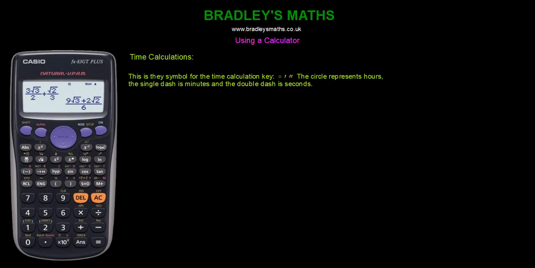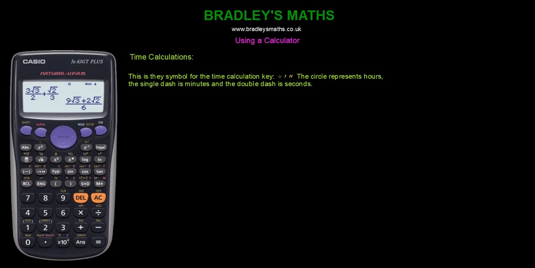And you can find it on your keyboard around about here. There it is. That's the one. That's the time calculation key. And this here changes time to decimals and decimals into time. So that's the time calculation key you will use the most. This you may use a little bit, and I'll show you how to use it in a few minutes.